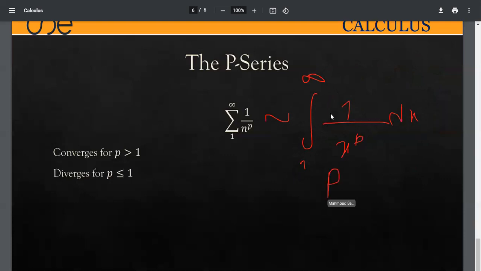And we already know that this is a p integral, and for different values of p we have different behaviors for this improper integral. For p greater than 1, this improper integral is convergent, and for p less than or equal to 1, this p integral is divergent.